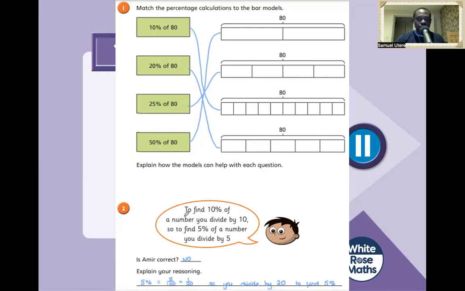And then this one, question 2: to find 10% of a number, you divide by 10. So to find 5% of a number, you divide by 5. Of course, that's not true. To find 5%, you find 10% and then you halve the 10%.